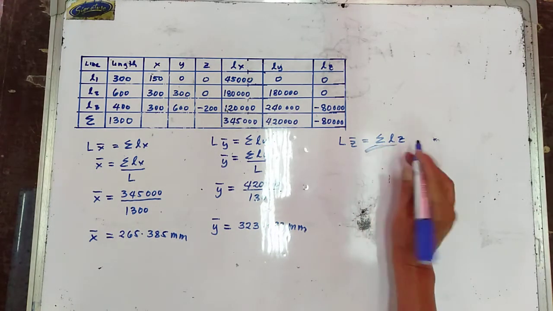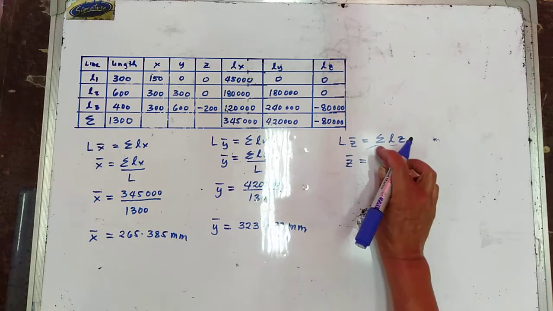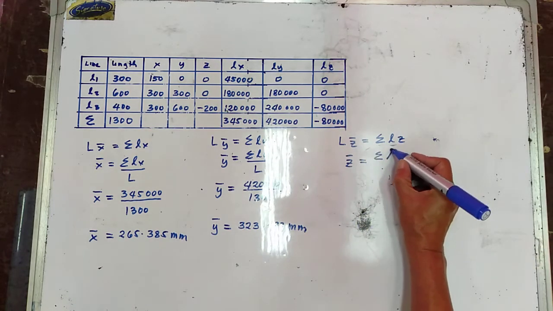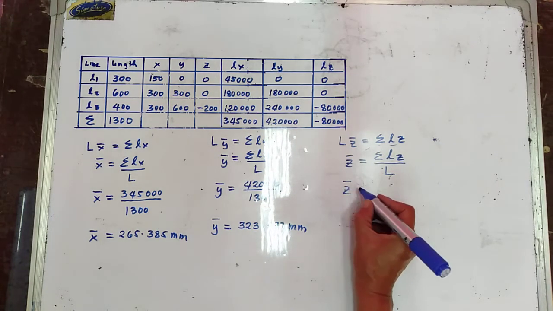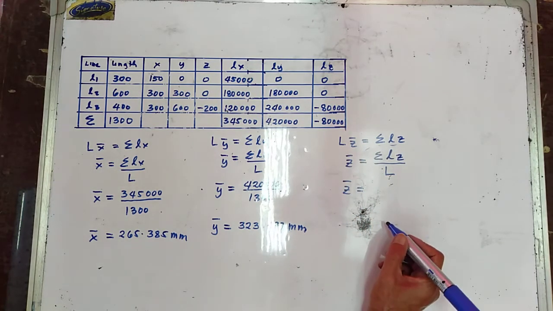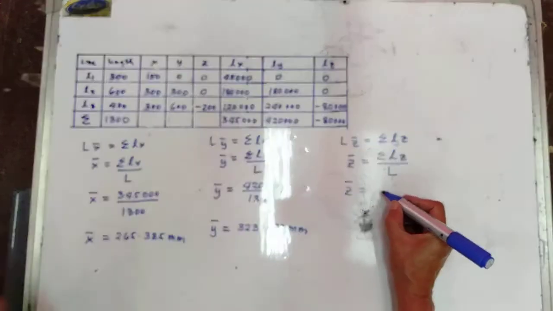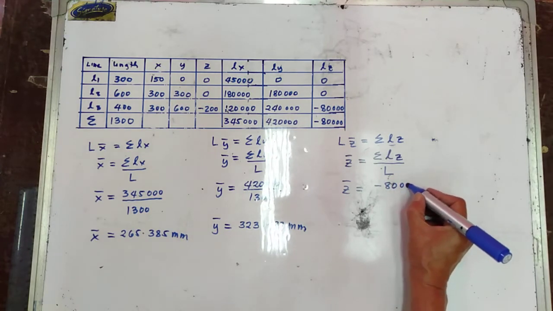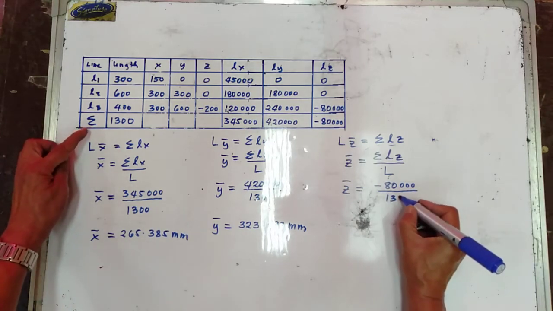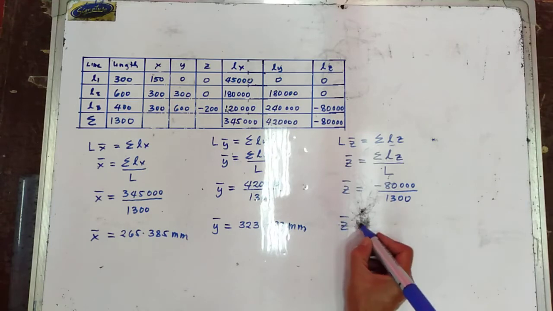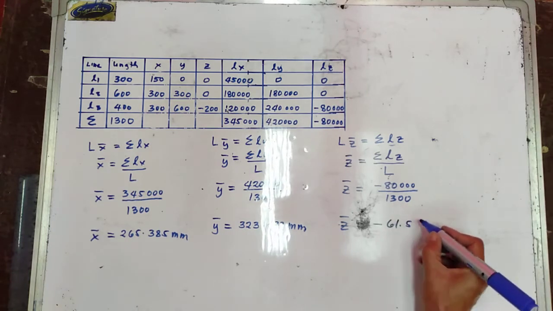We now have your bar z, which is equal to summation Lz all over the total length. So your bar z is equal to minus 80,000, since summation Lz is minus 80,000, divided by the total length, which is 1300. Hence, your bar z is equal to negative 61.538 millimeter.